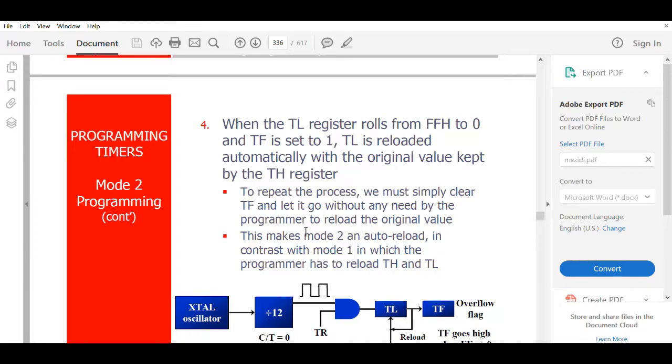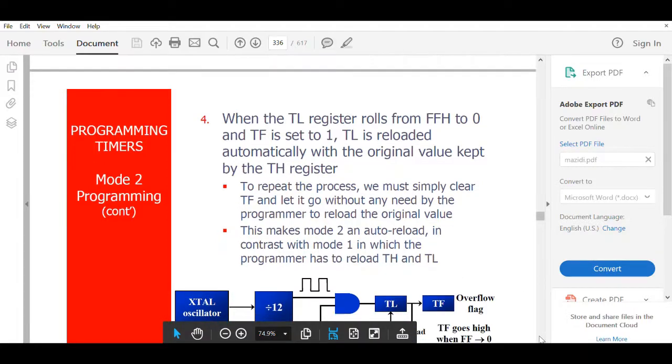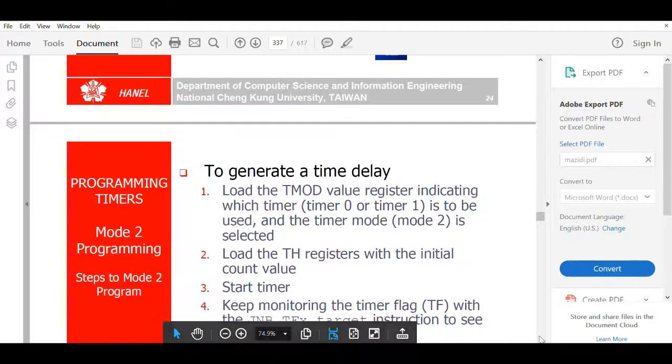So mode 2 is an auto reload. That's why it's called an auto reload, in contrast with mode 1, in which the programmer has to reload the TH and TL values. So that is the difference between mode 1 and mode 2.